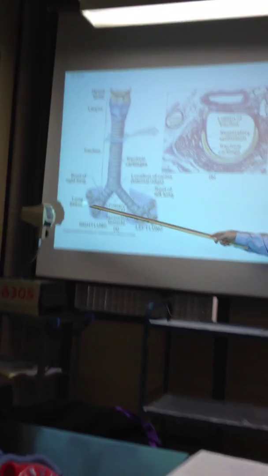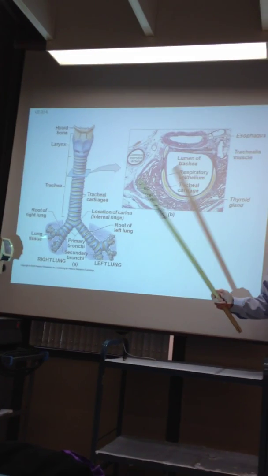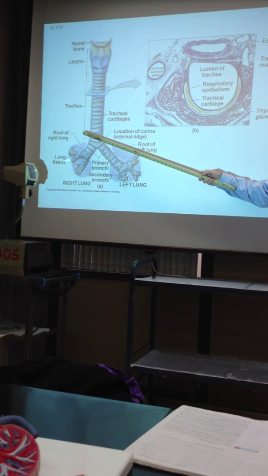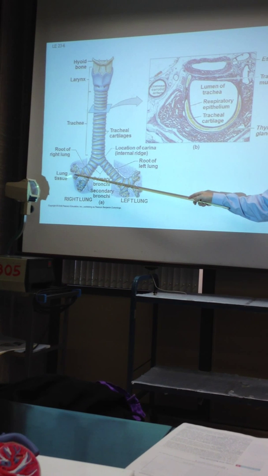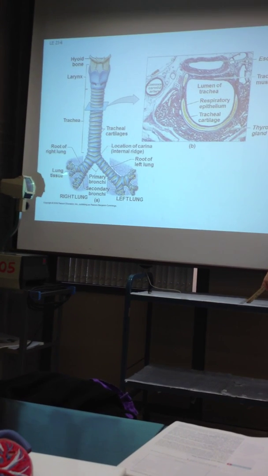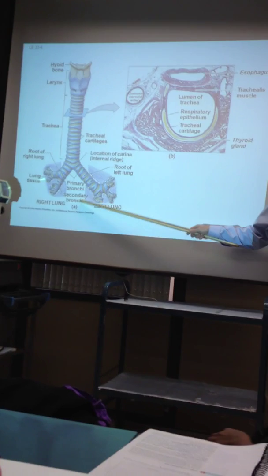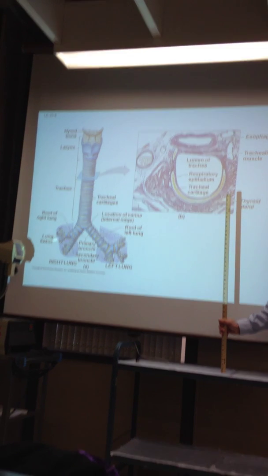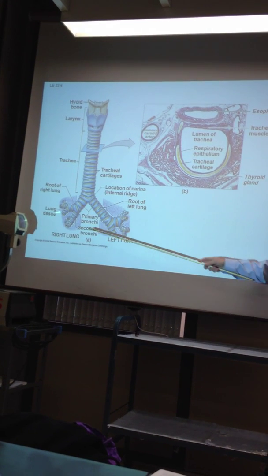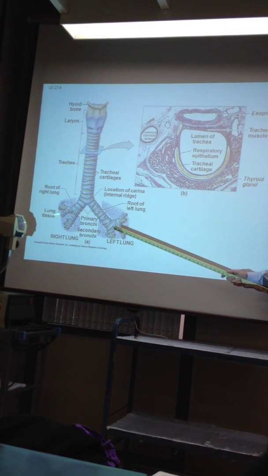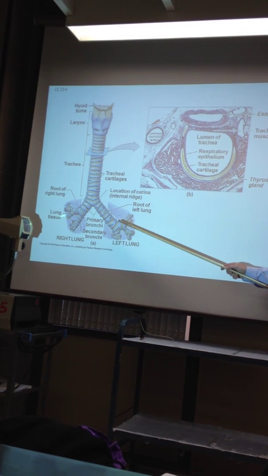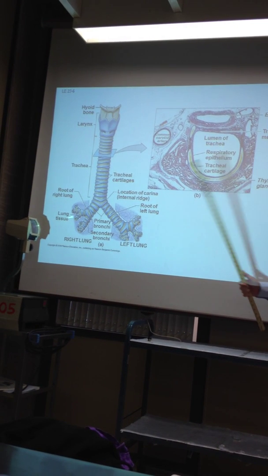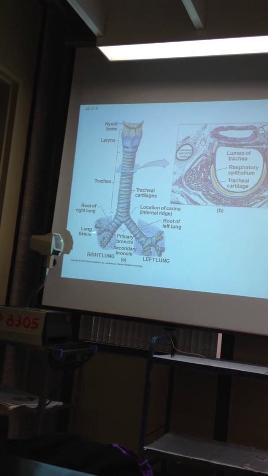The right, having 3 sections, is going to need to have 1, 2, 3 secondary bronchi, which are going to go to the 3 subsections of the lung. And the left, having 2 sections, should have 2 secondary bronchi. It's hard, I know. I'm not loving the picture.